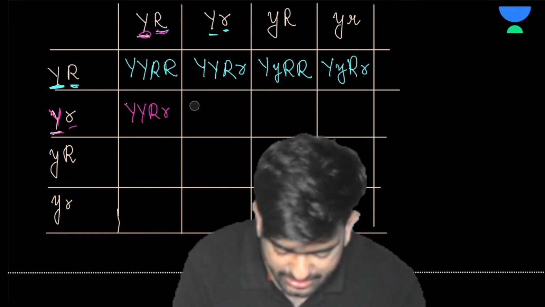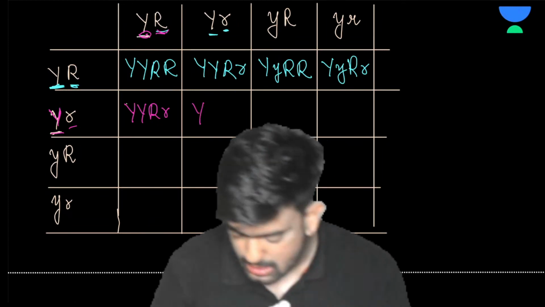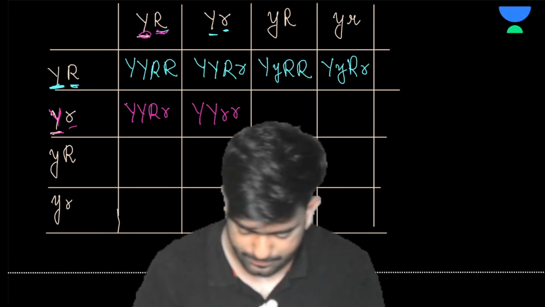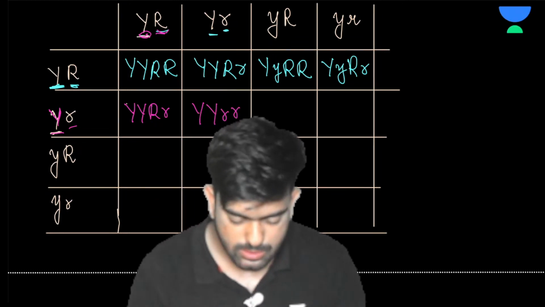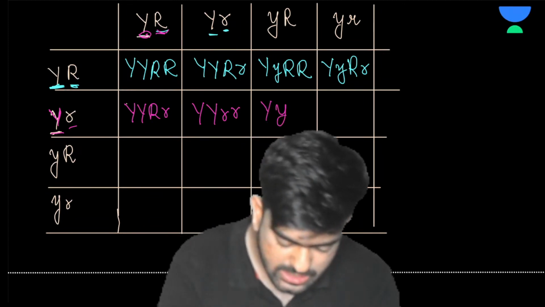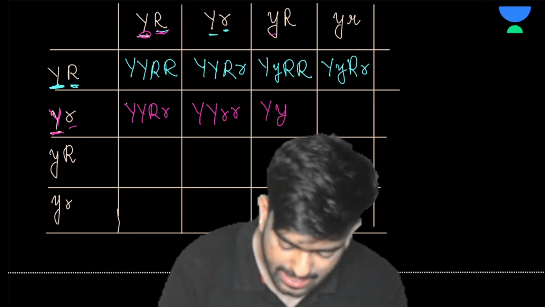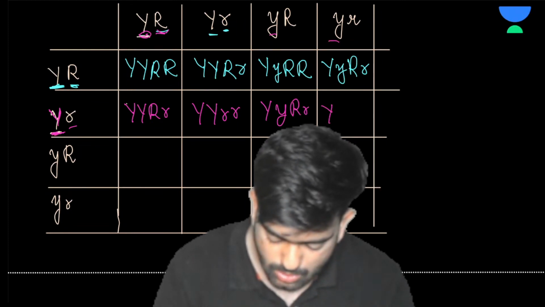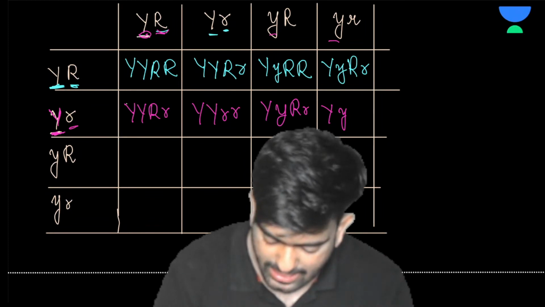In a similar manner, we are going to fill this table. So I am going to fill it very quickly so that we can save a little time. Clear? Okay, sir. So capital Y, small r. Then what here? Capital Y, small y. See, capital Y, small y, capital R, small r. Done, sir. This is capital Y, this is small y, this is small r, and this is small r.